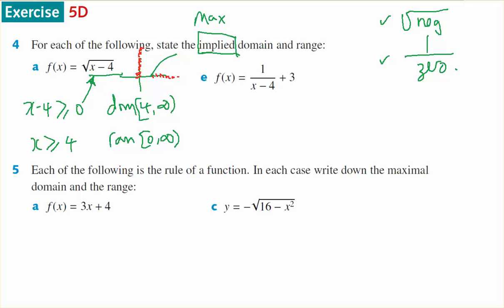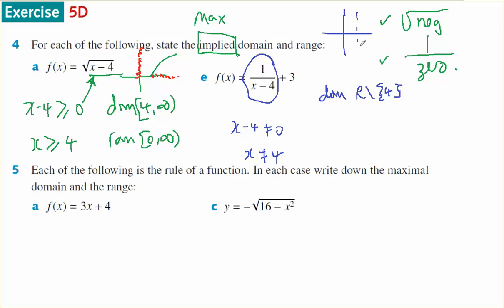Okay, question part E. I've got a division by x minus 4. Therefore, x minus 4 cannot equal 0 because I can't divide by 0, which means x cannot equal 4. So my domain is all real numbers except for 4. And since I know this is a hyperbola, and the hyperbola has an asymptote at x equals 4 and at y equals 3, the range will be all real numbers except for 3.